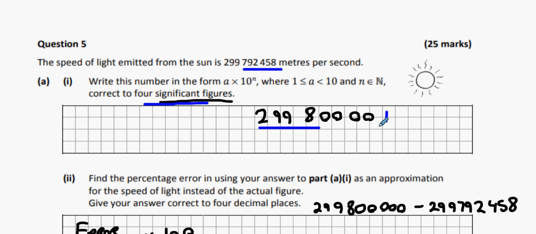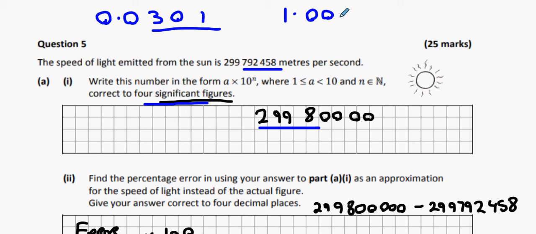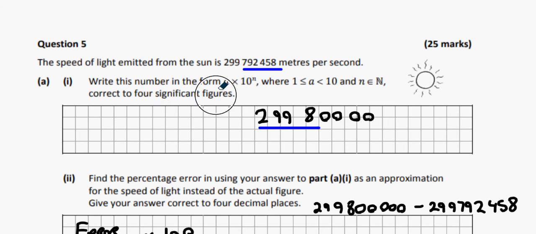9 actually, because every number would count. When the zeros are in between, they count. When they're at the end, they don't count. How many significant numbers in this one? How many significant numbers in this one? 3. How many significant numbers in this one? 1. The zeros don't count. How many significant numbers in this one? 4. Okay? Now, we have to change the answer to scientific figures.